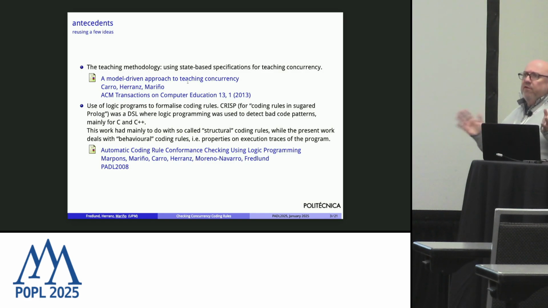In fact, we already defined a DSL in Prolog called CRISP for coding rules in SWI-Prolog, where we defined a lot of coding rules in use in the industry, like High Integrity C++ or similar to MISRA C, using Prolog. That was a project that stopped at purely structural rules. I mean, rules that had to do with the abstract syntax tree of the program, rather than with the behavior of the program, which operations are done in which order. And in this particular application, we are focusing more on the behavioral patterns, that you do this before than this, and you don't do this unless this condition is met. So it's more about detecting faults in the code by a post-mortem analysis of the traces of the program.